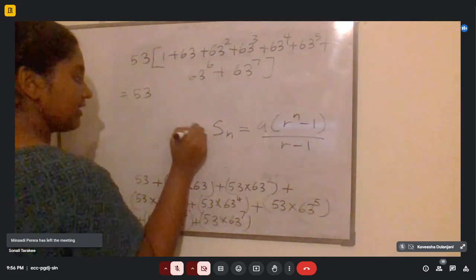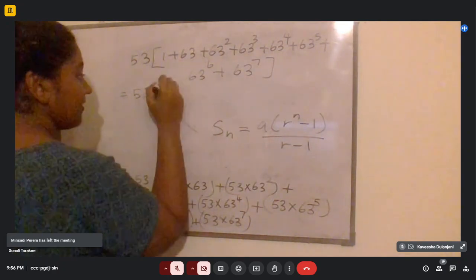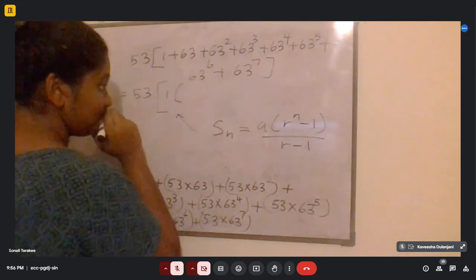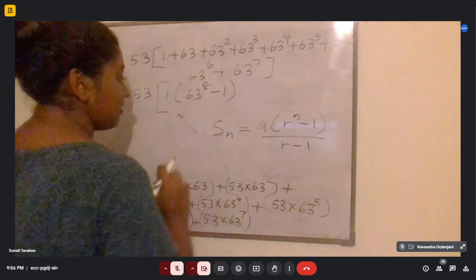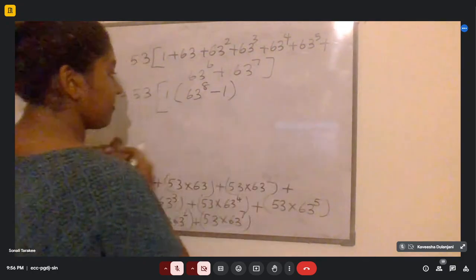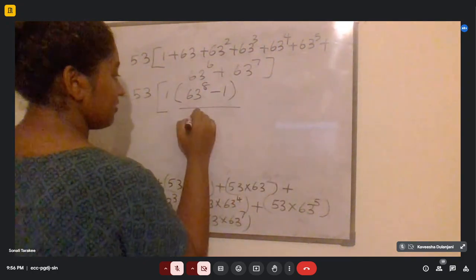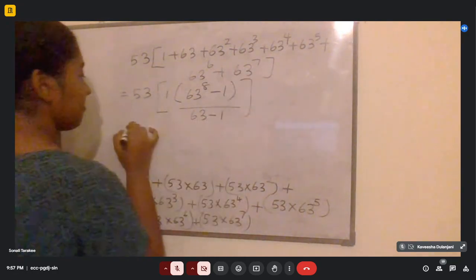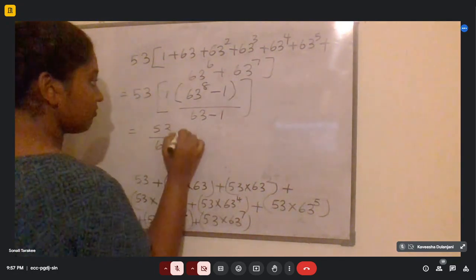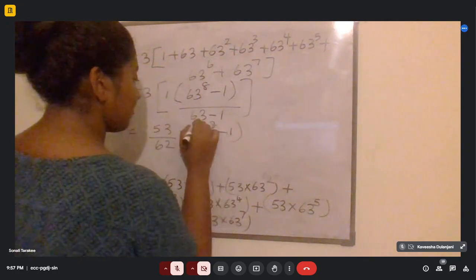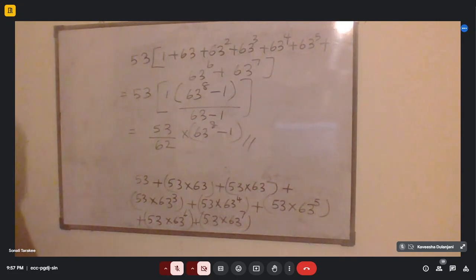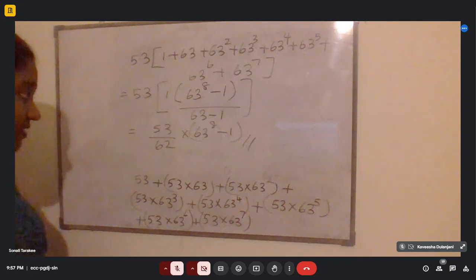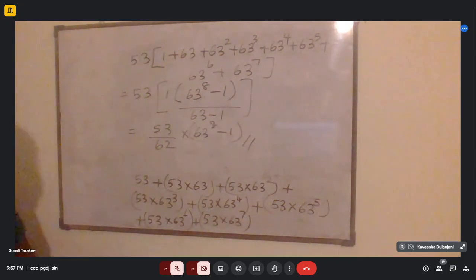So if you apply this theory here, you can write 1 into 63 to the power 8 minus 1 over 63 minus 1. Then you get 62 to 63. So, some kind of an answer like this. I don't know whether they have an easier method to solve this one, but this way is easy for me. I don't know.